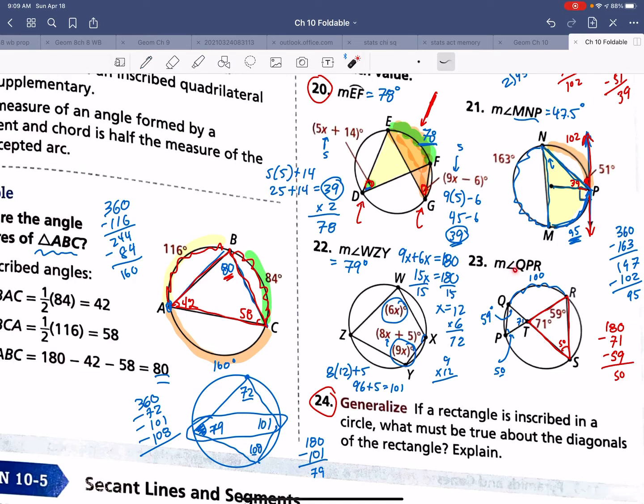So which angle do they want? QPR. QPR. It looks like they want this angle, which we know is 50. Now 24 says, let's generalize.